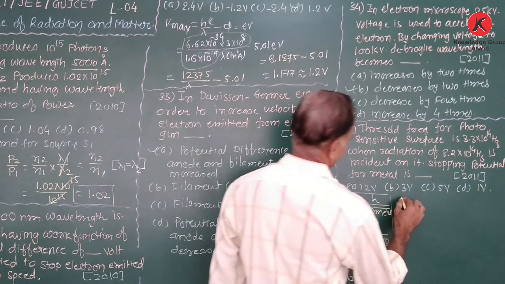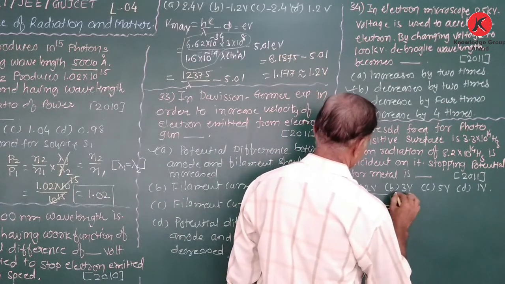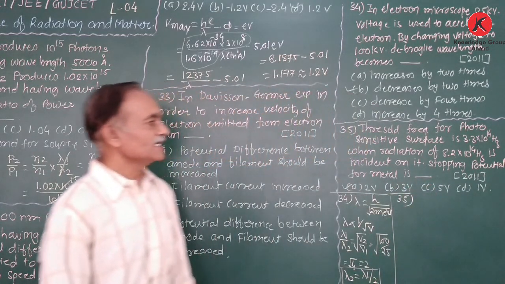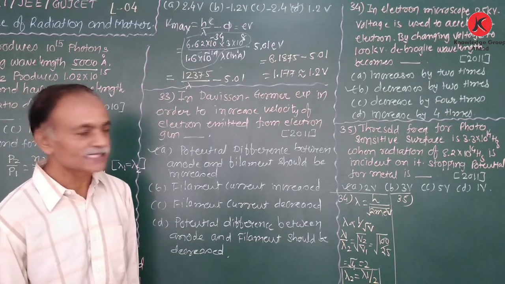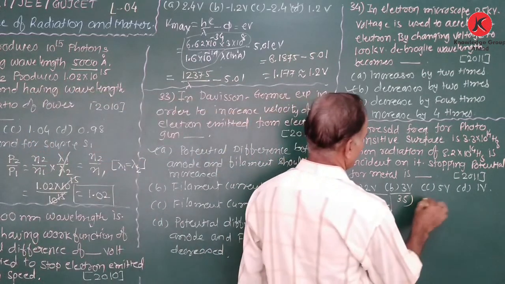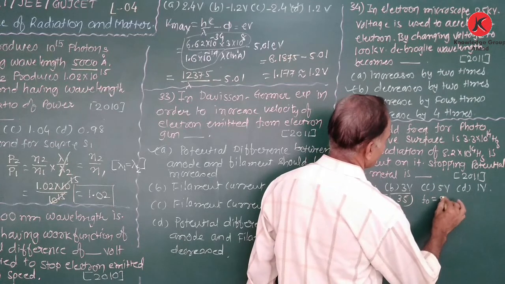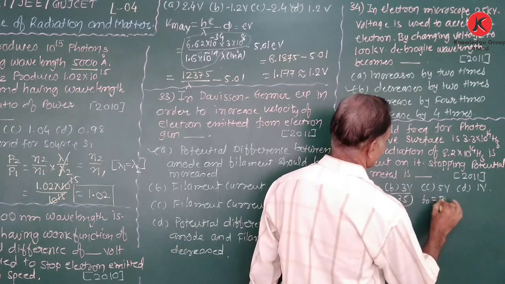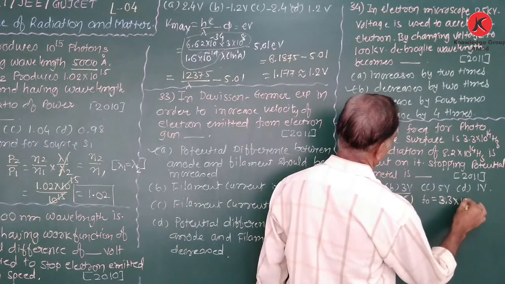Now next, 35. Threshold frequency for a photosensitive surface is given, f0 is given as 3.3 into 10¹⁴ hertz.